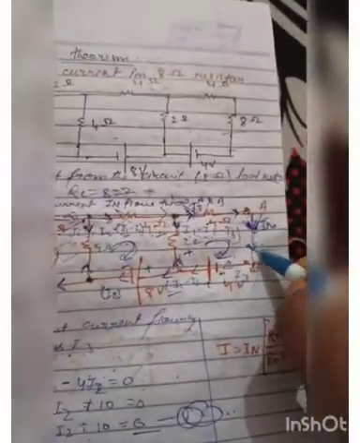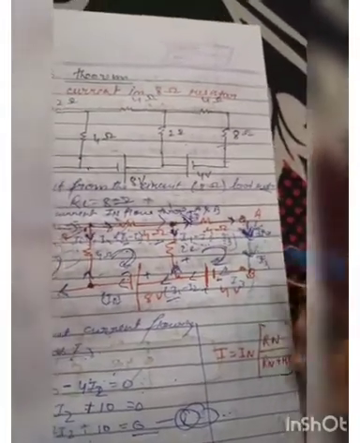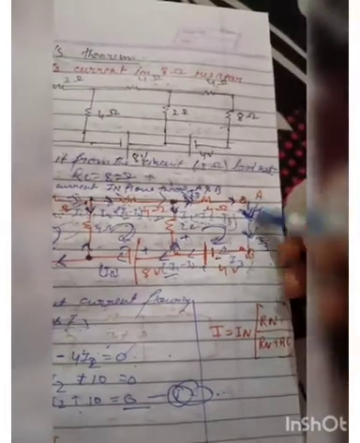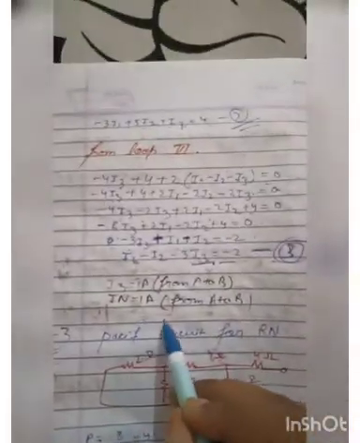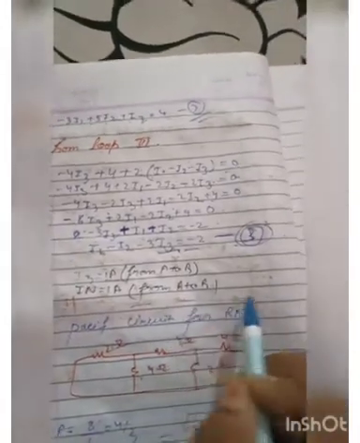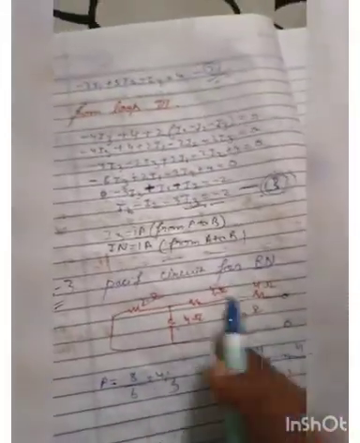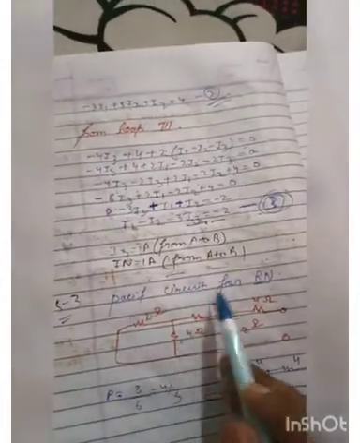And we know that here I3 is equal to IN, and the direction of current is flowing from A to B. Now we name it IN is equal to 1 ampere from direction A to B. Now the third step of the Norton theorem is for finding Rn. The third step is to make the circuit passive.